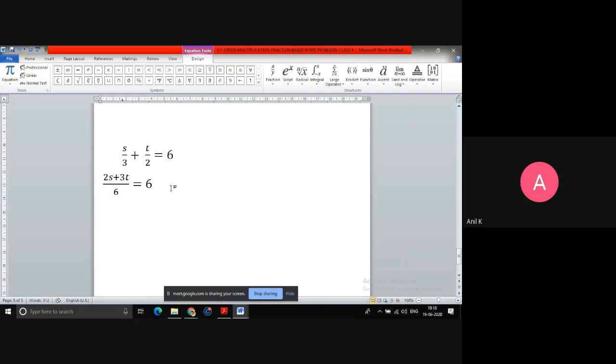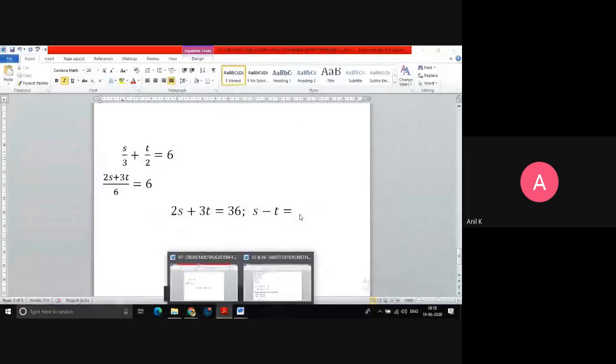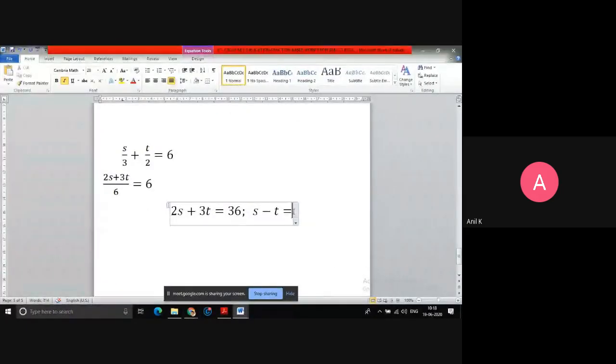Now do the cross multiplication. The denominator 6 will come to the other side of the equality as multiplication. So 2s plus 3t is going to be 6 into 6, which is 36. This is going to be your equation number 2. And equation number 1 is given: s minus t equals 3. Okay, I think now you know.